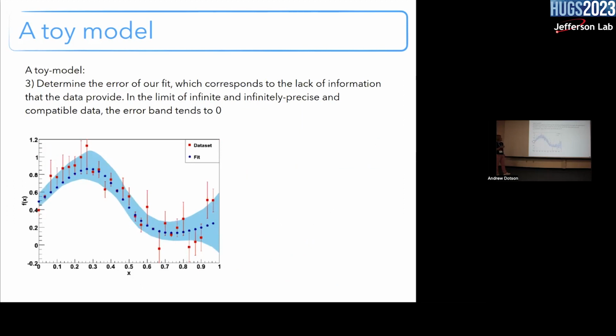So what do we have to do? The point is we want to determine the error of our fit, which corresponds to the lack of information that the data provide, okay? So this is the propagation of the experimental uncertainty. Clearly, in the limit of an infinite number of data points, all compatible with each other, these error bands that we associate have to go to 0, okay? But the reality is not that. So for a finite number of data points, we want to have a realistic error band. We want to stop the fit when we have a proper fitting, not when we really fit the statistical noise of the data.